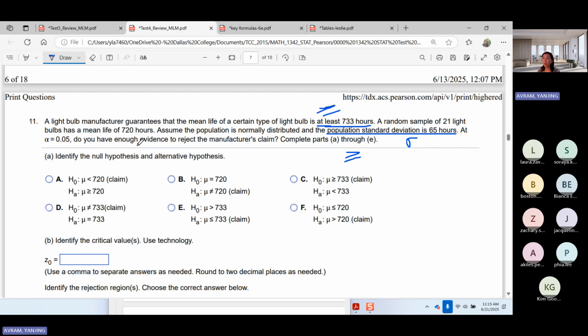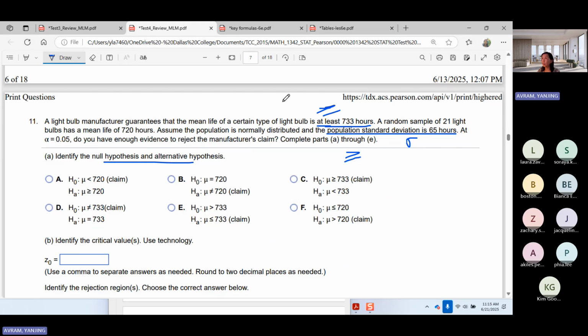Alpha equal to 0.05, to see if there is enough evidence to reject the claim. So step one, you have to identify the null and alternative hypotheses. So how do I write this one right here? This light bulb life is at least 73, so this includes the equal sign.